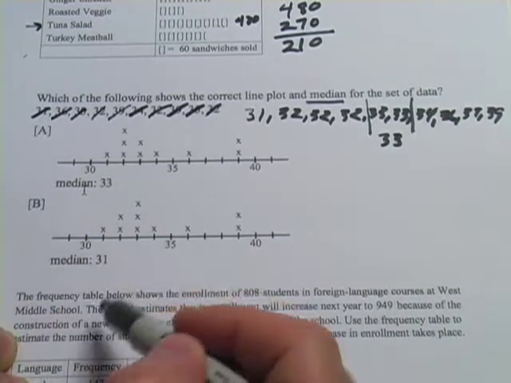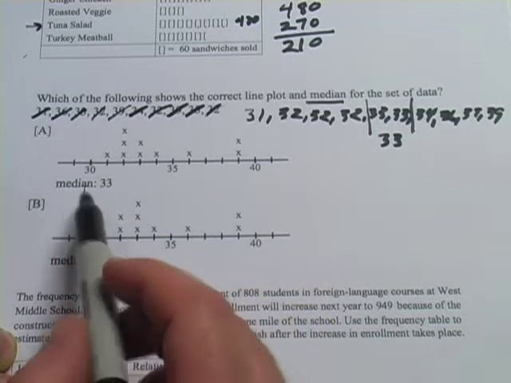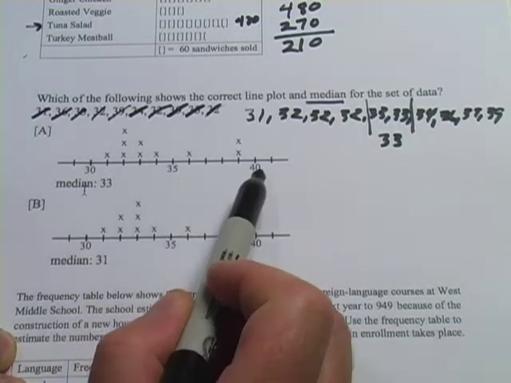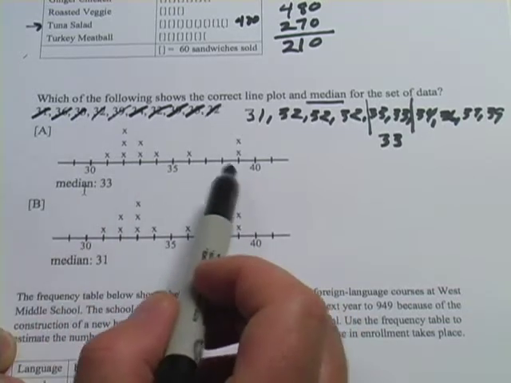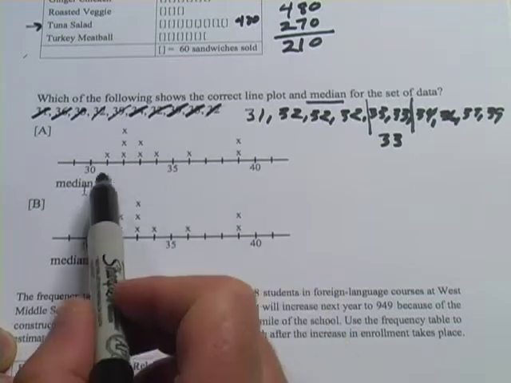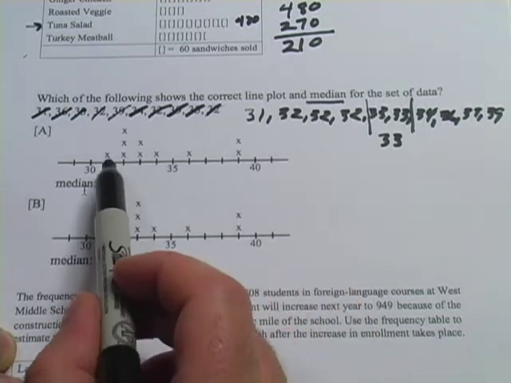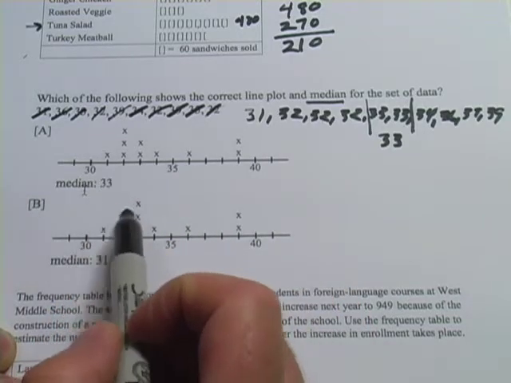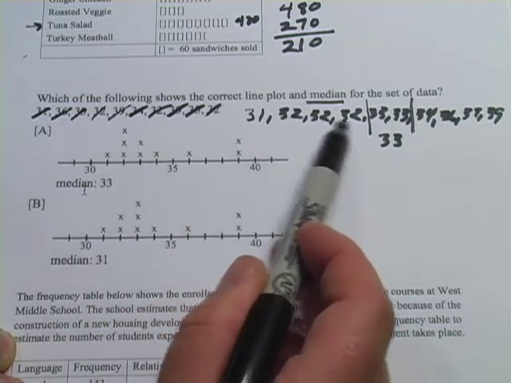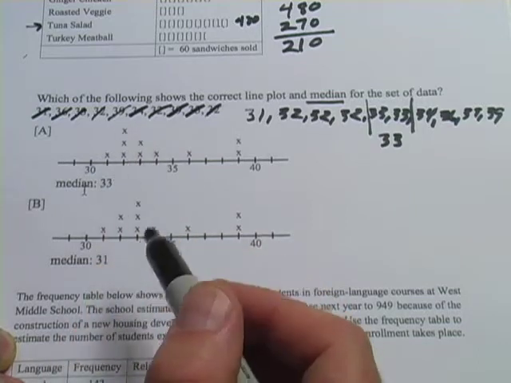Now, the only other thing to do is understand how this line plot works. You can see it looks like a regular number line. They've got 30, 35, 40. All our numbers are between 30 and 40. And then this would be 31, 32, 33, 34, 35, 36, etc. Anytime that number appears, you put an X above it. So we've got 1 31, there's the X for 31. We've got 3 32s, so X, X, X, etc.